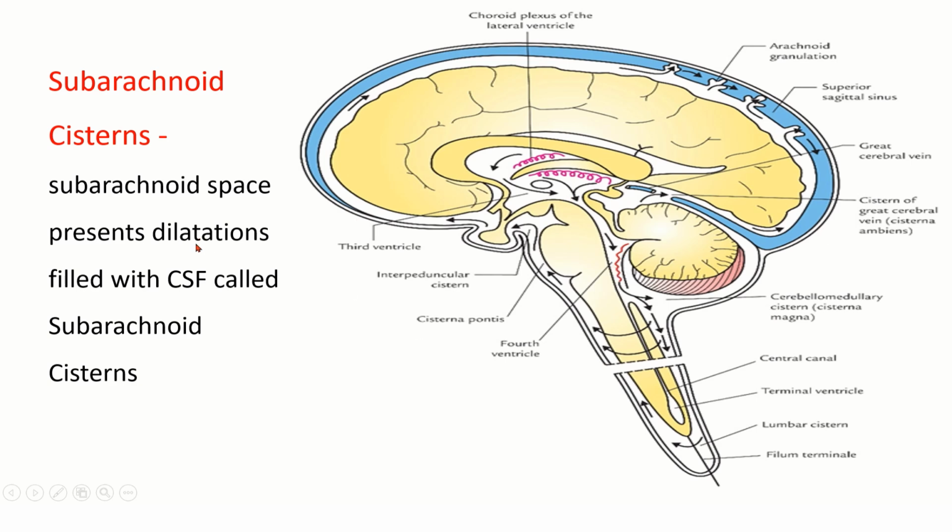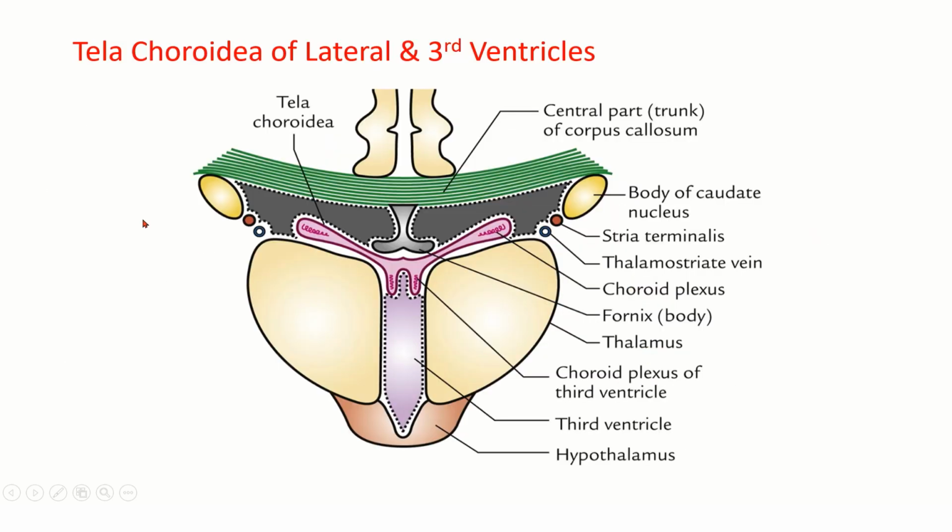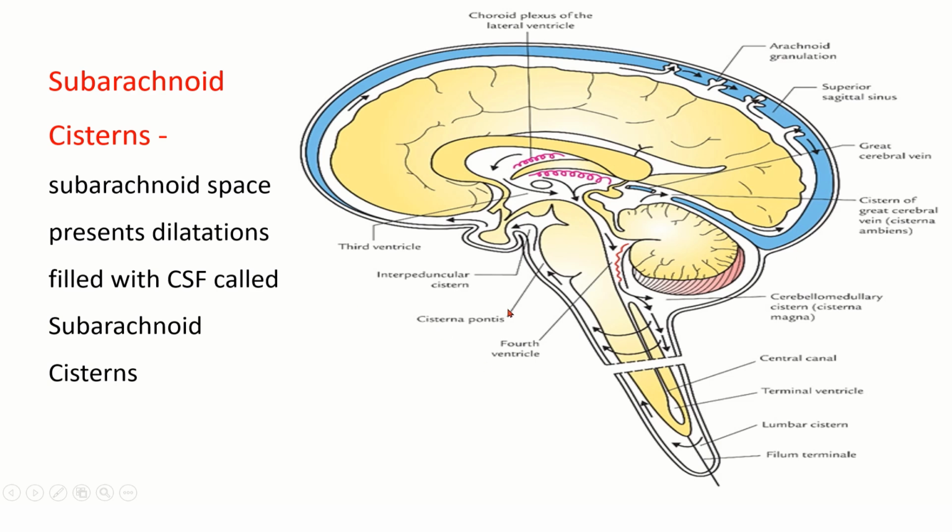The most important thing is the subarachnoid cisterns. The space between the arachnoid mater and the pia mater is the subarachnoid space, which is filled with cerebrospinal fluid. At certain places, the subarachnoid space presents dilatations filled with a sufficient amount of CSF. These spaces are called subarachnoid cisterns.